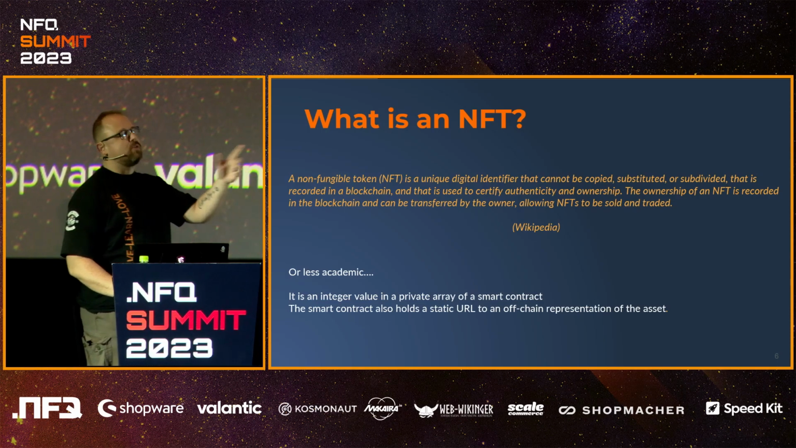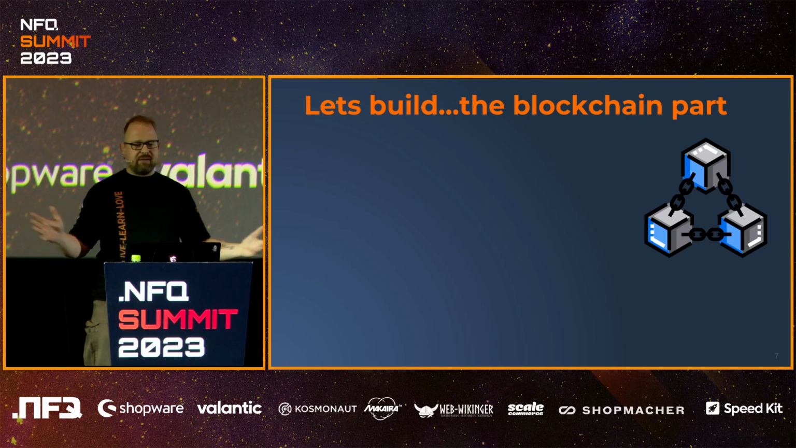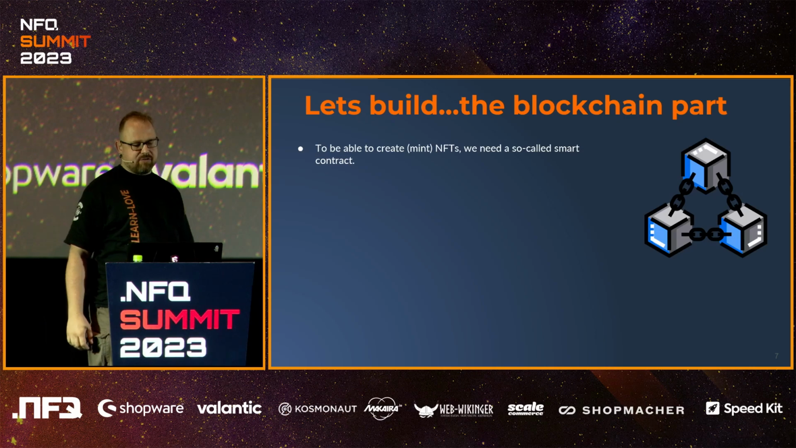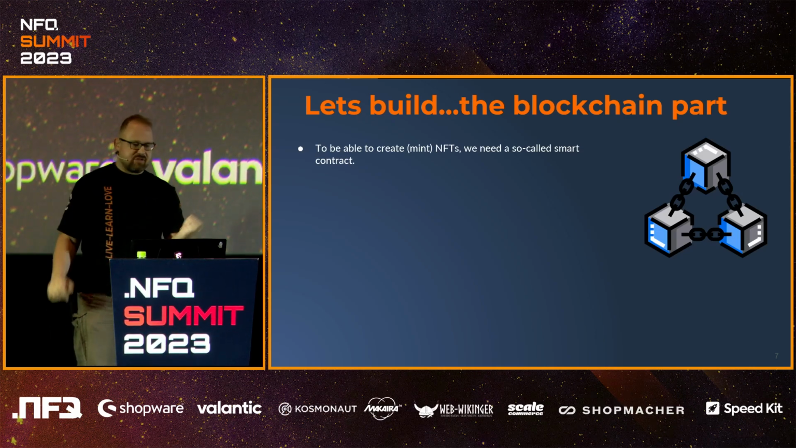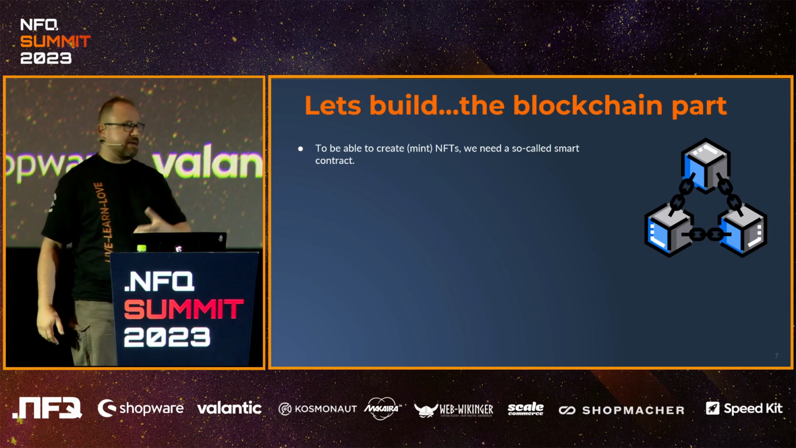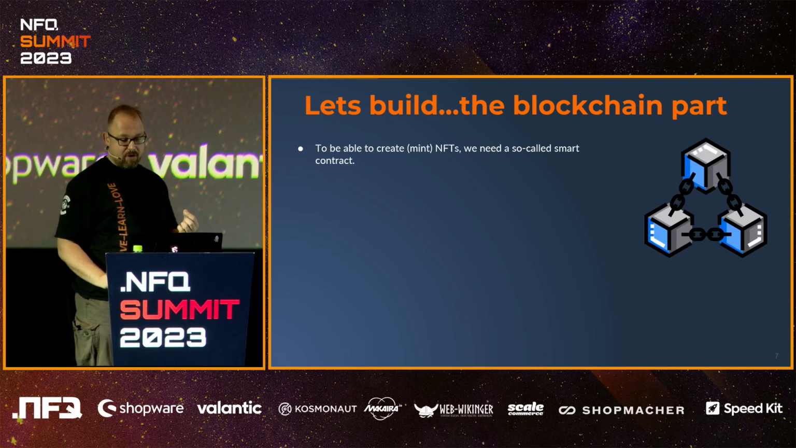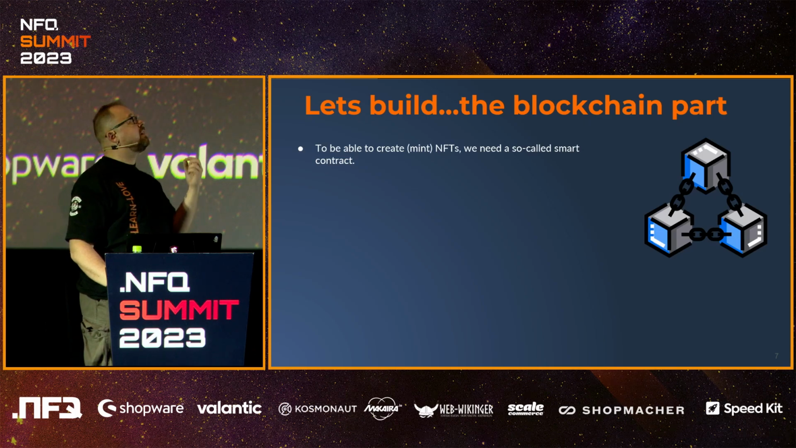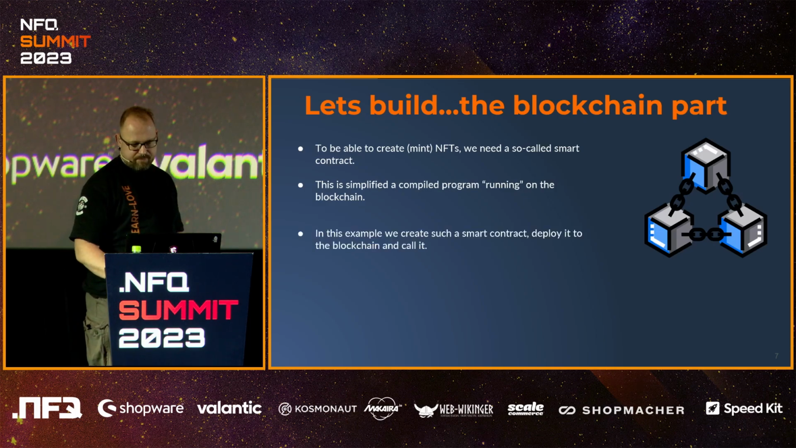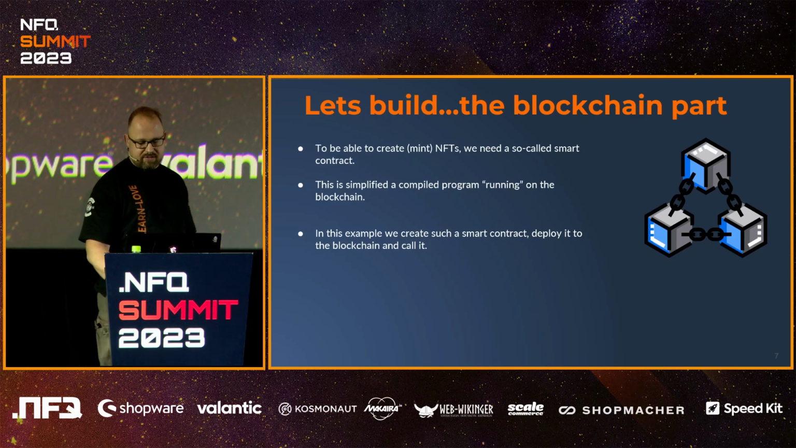Okay. The good thing is you all had time to read how the fancy NFT would look. So let's start building the blockchain parts. We want to be able to create in a blockchain, in speech you say create an NFT, mint an NFT, and we need a so-called smart contract. What is a smart contract? Let's see. A contract is basically a program, compiled, and it's running on the blockchain. So we create such a smart contract, deploy it on the blockchain and call it.